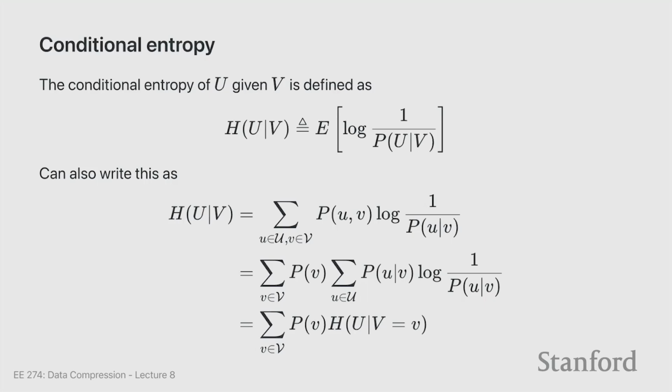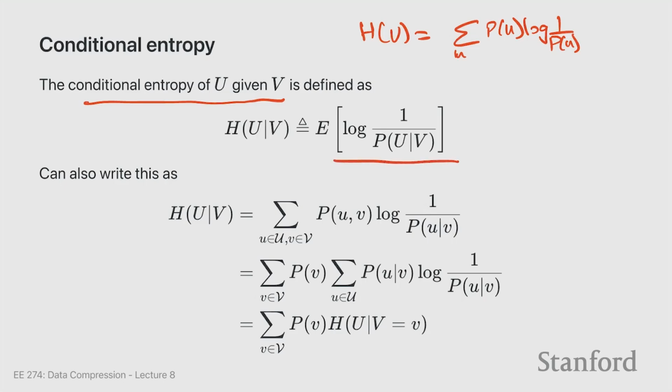So we saw the entropy, right? I hope everybody remembers the entropy of U was the sum over all the u's of P(u) log 1 over P(u). Right? This was the entropy. So here we define the conditional entropy of U given V. Now we have two random variables, U and V, which are not necessarily independent. And this is defined as this thing. You can write this as the expectation of log 1 over P(U given V). So very similar formula. Good.